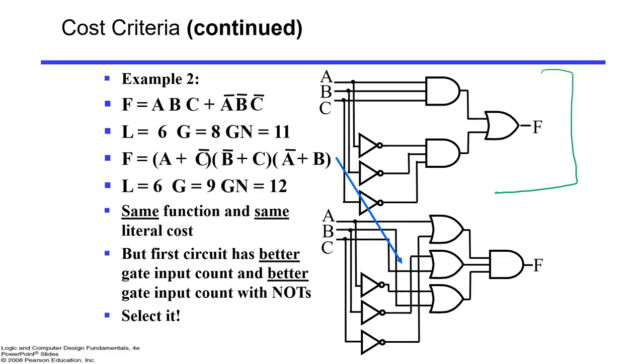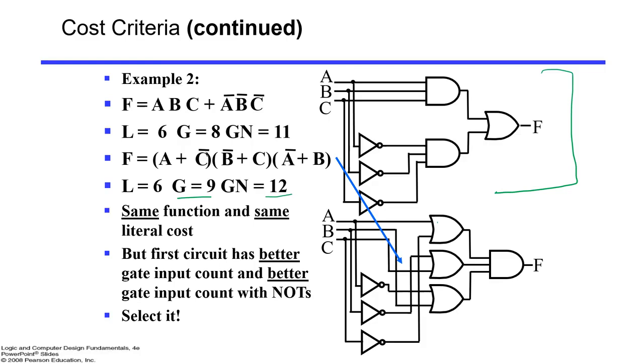Now let's look into the circuit here. A plus C bar, dot, B bar plus C, dot, A bar plus B. So you have 2, 2, 2, then 3 here. So 1, 2, 3, 4, 5, 6 and 7, 8, 9. So you'll get G equal to 9. Literal is 6, G is 9, and what about GN? 9 plus 1, 2, 3, so it will be 12.